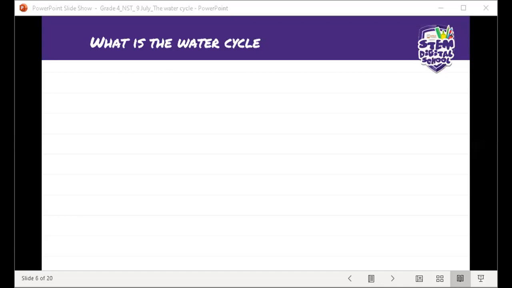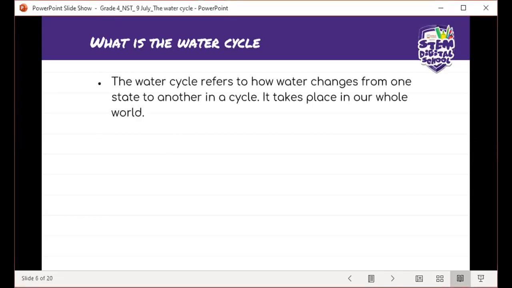All right, cool. So guys, just as Menenke said, the water cycle has different states in which we find water. So we find water vapor, we find water in solid form, we find water in liquid form. So that is very much important to note. And now we're going to look at what is the water cycle. All right. First point, the water cycle refers to how water changes from one state to another in a cycle, okay? So it takes place over the whole world.